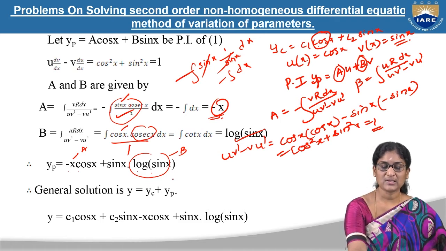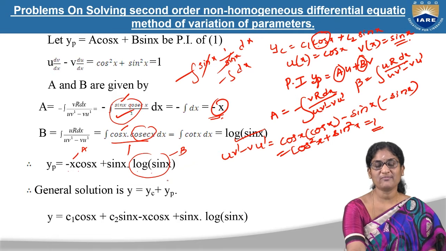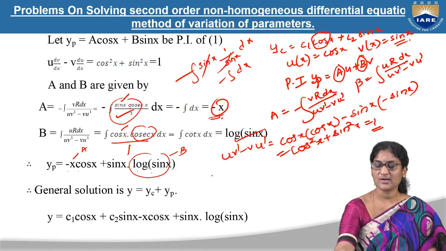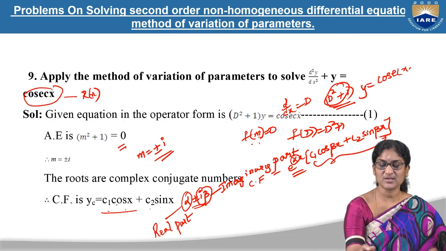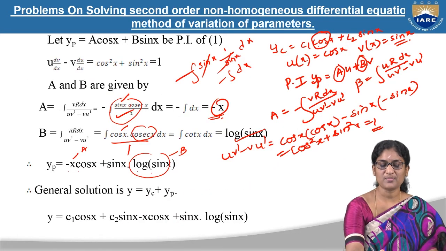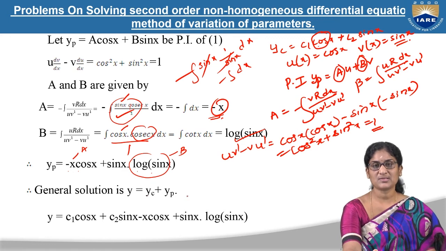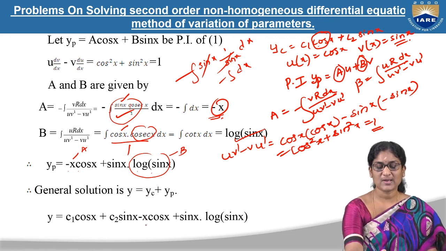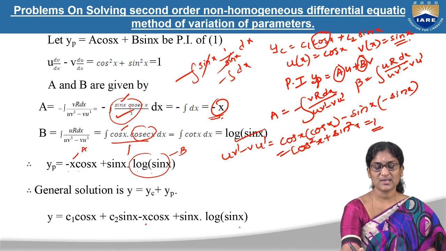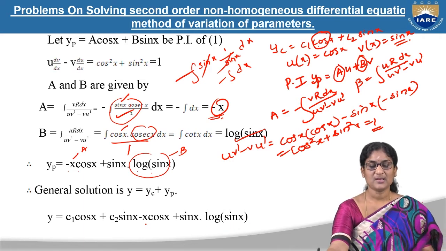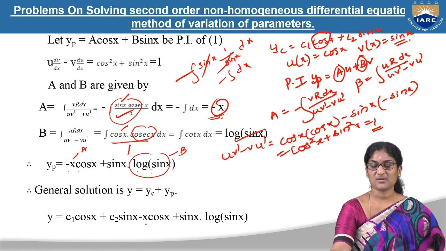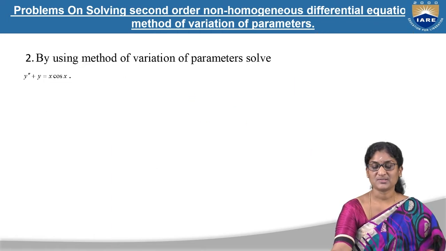Now the solution will be completed if we write the complete general solution. We have already found the complementary function. Now add this to the particular integral, that is y is equal to c1 cos x plus c2 sin x minus x cos x plus sin x into log sin x, which is the answer for the given differential equation by the method of variation of parameters.